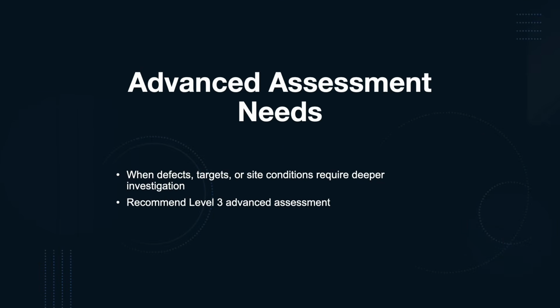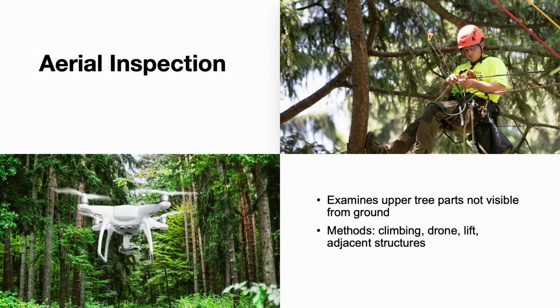Sometimes we need advanced tools to assess hidden defects. Level 3 assessments offer more detail. These include aerial inspections, internal decay tests, and root excavation. They help us understand conditions we can't see from the ground. Aerial inspection allows us to examine the crown and the upper trunk. This can be done by climbing, drone, lift, or nearby buildings. It's useful for spotting defects not visible from the ground.